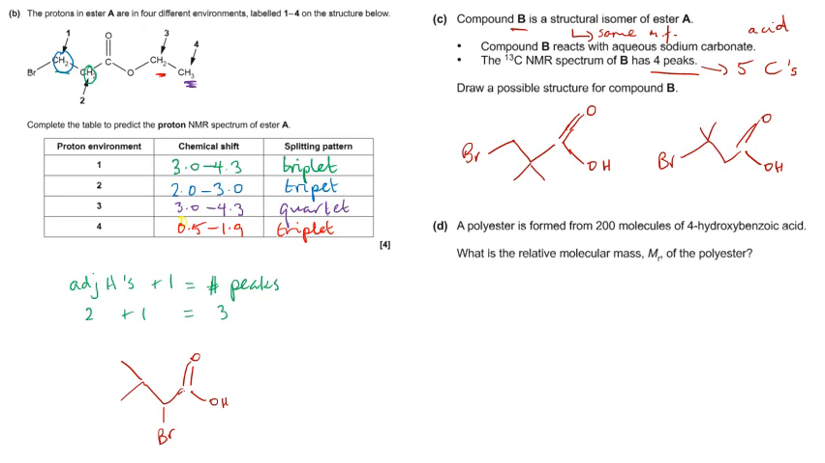So moving on to part D, where we're getting a polyester formed from 200 molecules of 4-hydroxybenzoic acid. So let's draw out 4-hydroxybenzoic acid so we can work out what's happening. So we've got a bit of benzene. Let's have our acid group coming off this carbon, which means our hydroxyl group's coming off here. And if we were to polymerize that, or make the polymer out of it, let's draw our repeating unit.